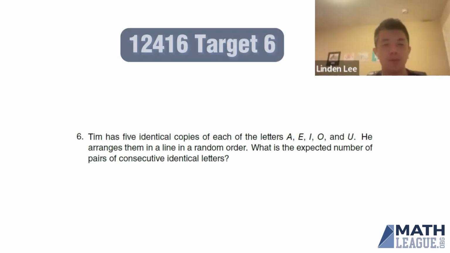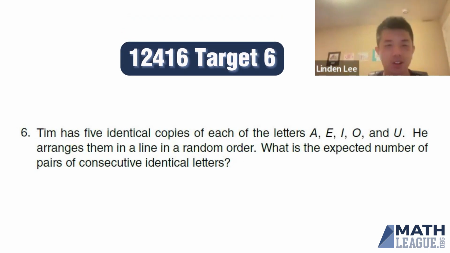Hello again. I'll be presenting target 6, which states that Tim has 5 identical copies of each of the letters A, E, I, O, and U. He arranges them in a line in a random order. What is the expected number of pairs of consecutive identical letters?